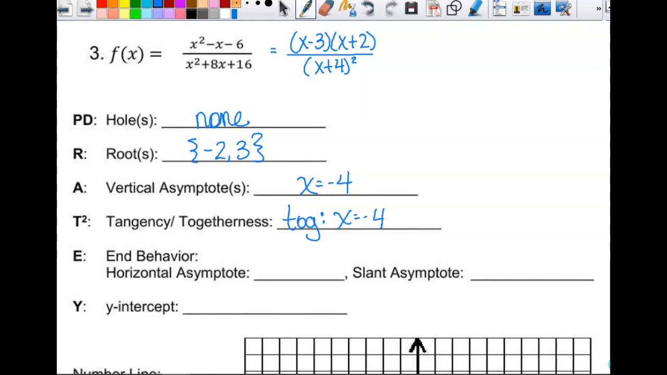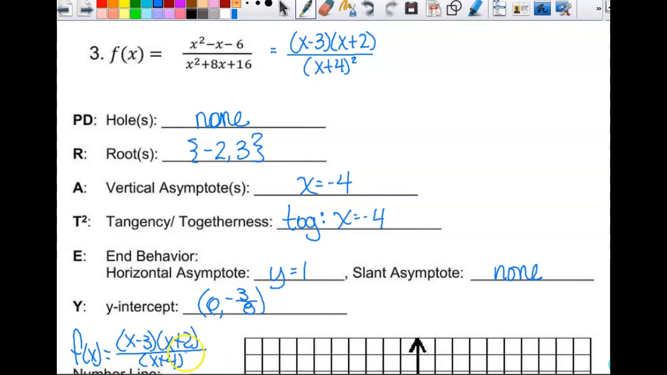All right, am I going to have a horizontal asymptote? Yes. Y equals what? 1. That means there's not a slant asymptote. And then the y-intercept's easier to get from the non-factored version. It'll be 0, -3/8. And then I'm going to rewrite the factored version right here so I can see it when I scroll. F of x equals x minus 3 times x plus 2 all over x plus 4 squared.